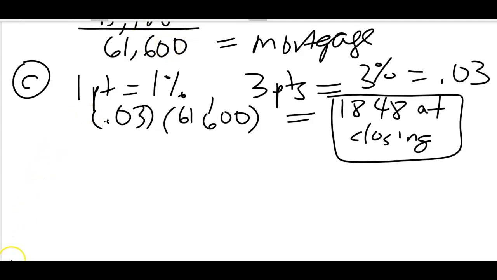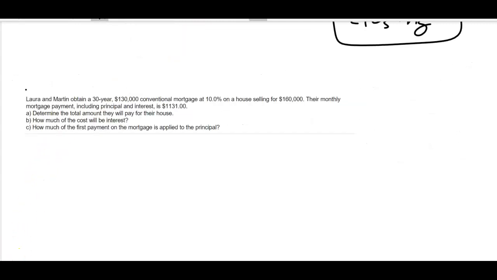Let's do another one. So in this next example, Laura and Martin obtain a 30-year, $130,000 conventional mortgage at 10% on a house selling for $160,000. Their monthly mortgage payment, including principal and interest, is $1,131. So the 3 parts of this question, part A, determine the total amount they're going to pay for their house.